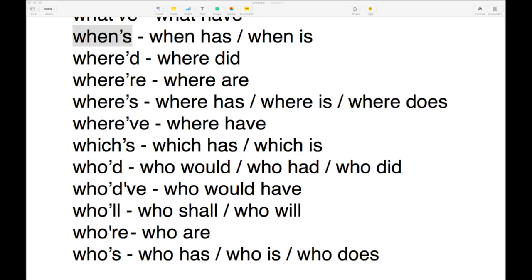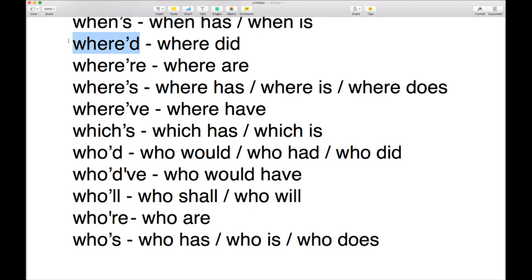And then the next one is when's. I hope you're making note of when these S's are sounded like Z's. When's means when is or when has. So I might say, when is your friend due? To be due means to be expected. At what time is your friend expected? When's your friend due to arrive? When's your friend, rather than when is your friend?